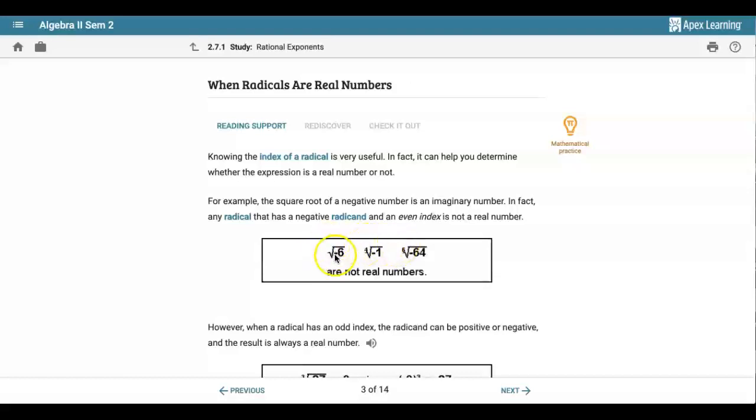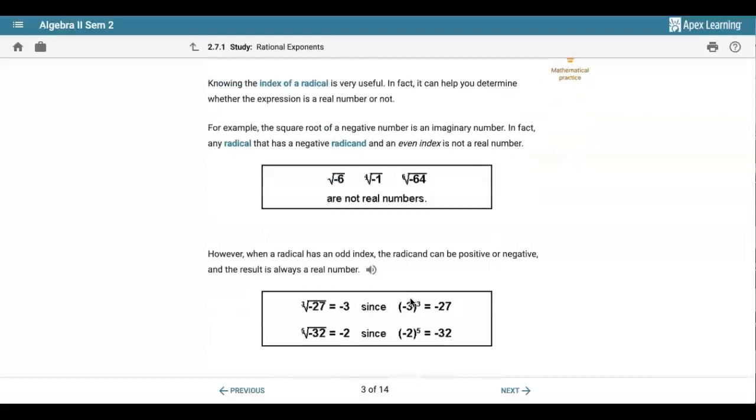If it's got a negative radicand, there's no value that when I square it is going to give me a -6, or when I take it to the power of 4, is going to give me a -1. So these are not real numbers. They're not going to be real numbers for us. But if I look at radicals that have odd indexes, 3, 5, 7, right?